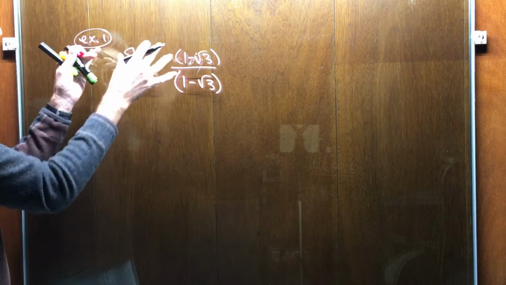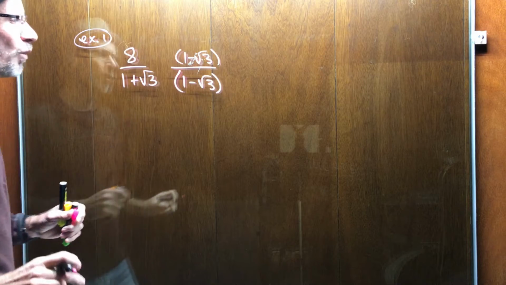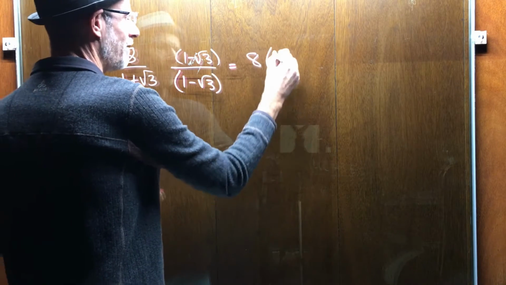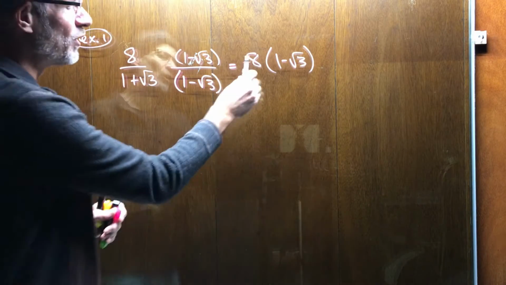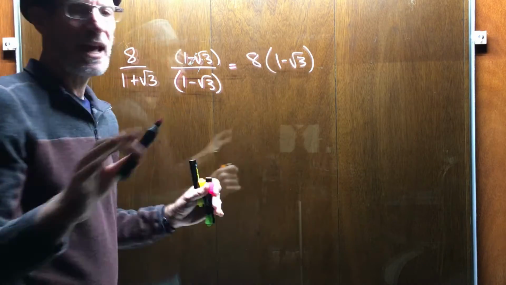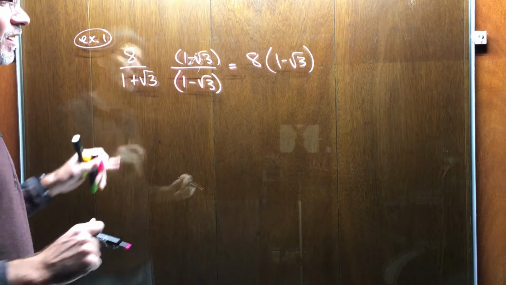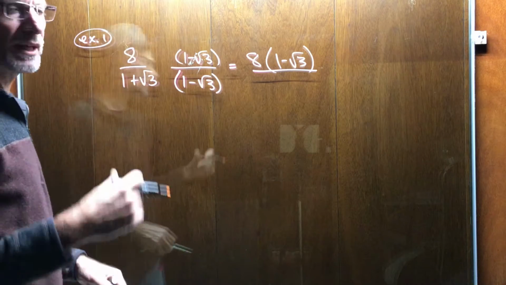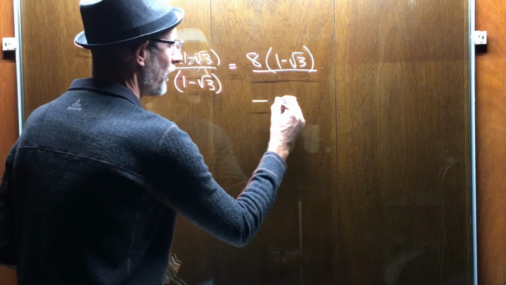So on the top of this, we have 8 times the quantity 1 minus root 3, and I'm going to leave it just like that for now. By the time this problem is over, we might have to do the distributive property, but for now I'm going to leave it like that until I find out what's happening with the denominator. In the denominator, we have a binomial times a binomial, and one way to multiply a binomial times a binomial is to FOIL.